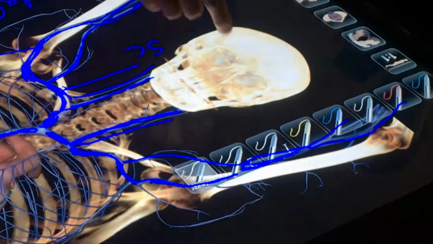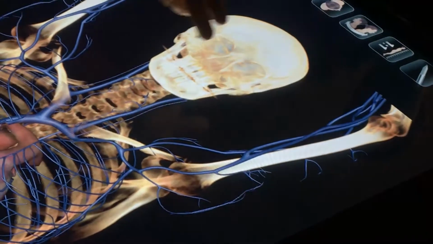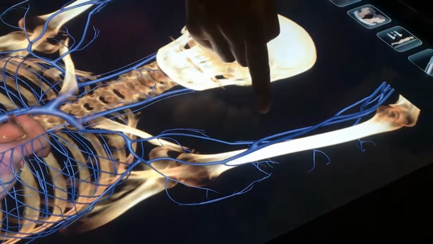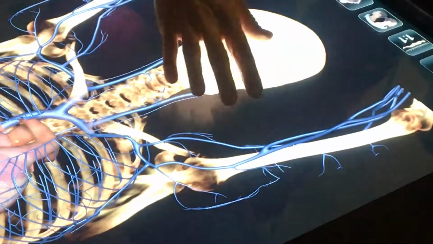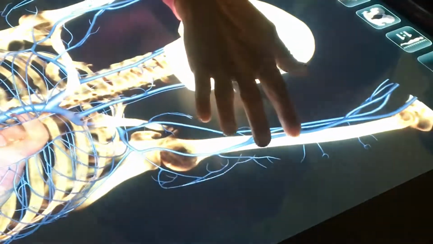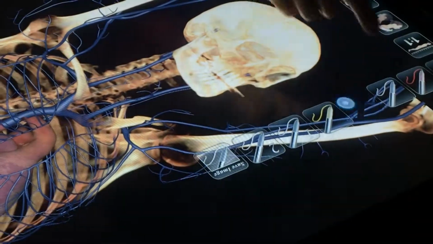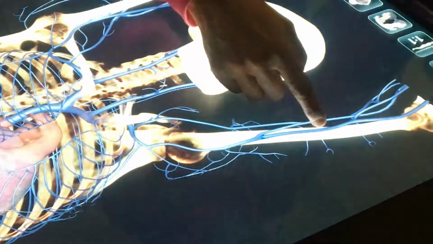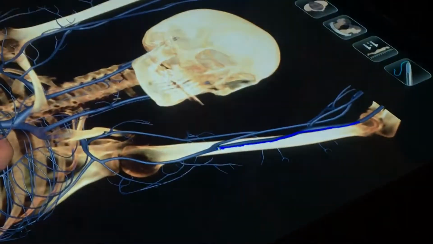Which, something's, let's do this. There we go. So, again, this right here, if you turn it, is brachial. Why can't I? There we go. Oh, I think my shirt is.